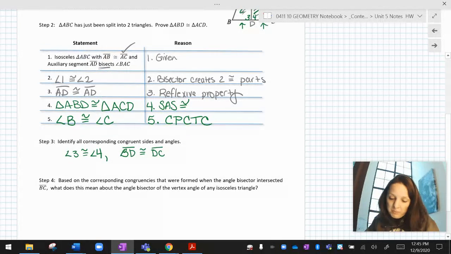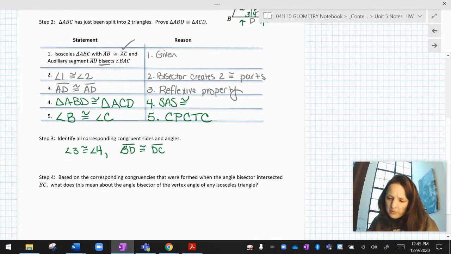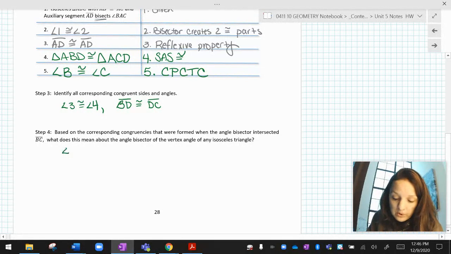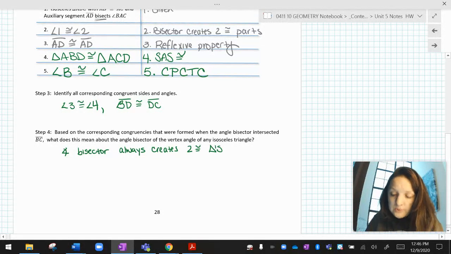And then step 4 says, based on the corresponding congruencies that were formed when the angle bisector intersected BC, what does this mean about the angle bisector of the vertex of any isosceles triangle? So what this is really getting at is because we did this within a certain isosceles triangle, it's going to work for all isosceles triangles. So the angle bisector always creates 2 congruent triangles. Okay, and there's more I could say there, but that's all I want to say right now.